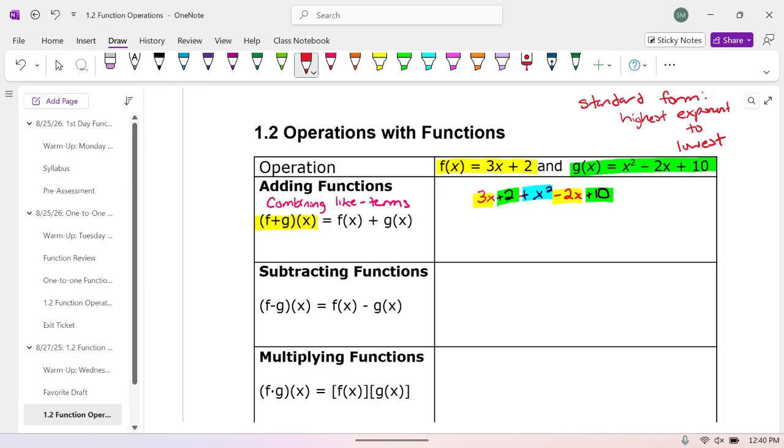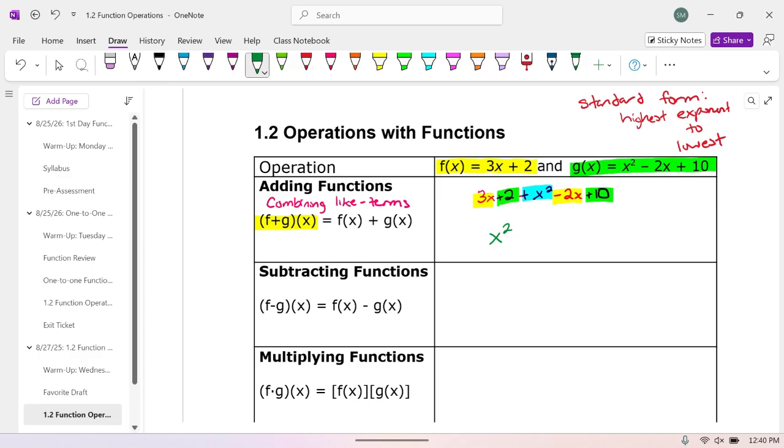Because technically, 3x has an exponent of what? If you just have a singular x, what's the exponent? 1. If you have a constant, what's the exponent? 0. So that's why it is what it is. If we're going from highest to lowest exponent, what term am I going to put down first? X squared. It's going to bring down the x squared. Just because it's by itself doesn't mean it's not important. We're just going to bring it on down.